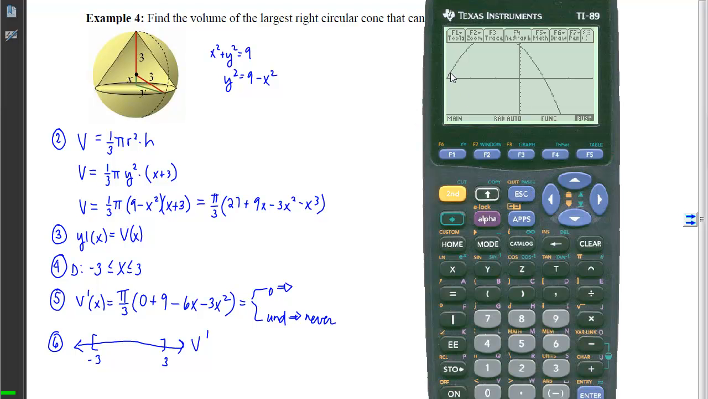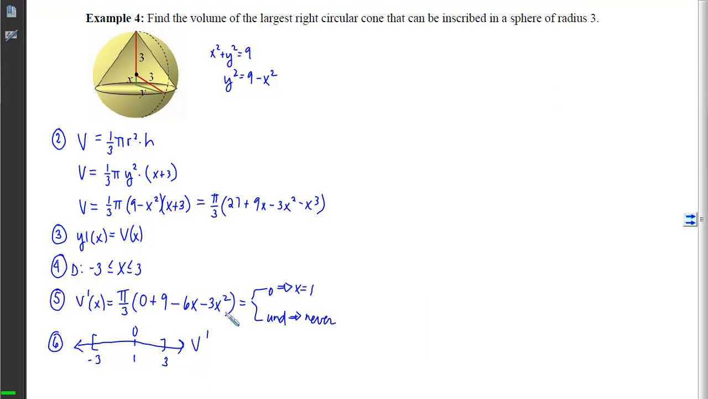We can see here that V prime is above the x-axis. Then it changes from positive to negative at this point. So I have a max on the original volume function here, and I can do my sign chart. So I need to figure out what that 0 is, and it says lower bound and upper bound. We get a 0 occurring when x is 1, and that's the only time. So prior to that it was positive, after that V prime was negative. So we can see that we have a max on V at 1.